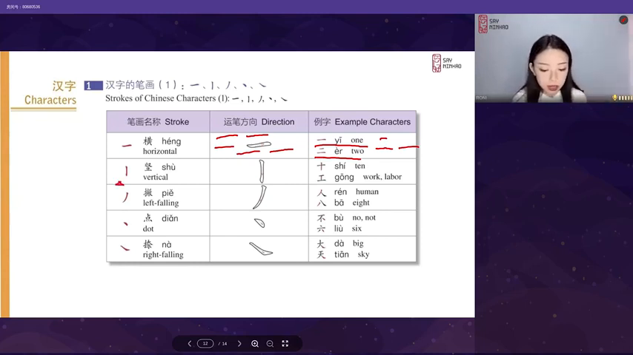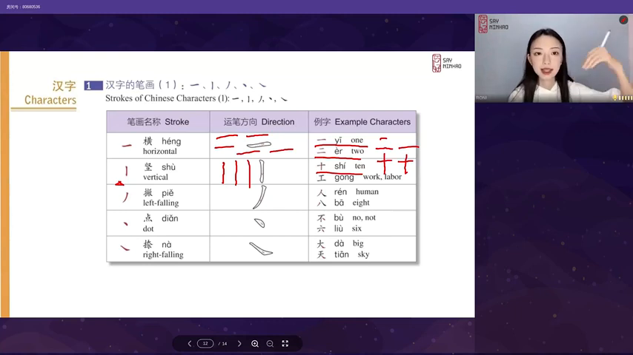Next one is shù, which means vertical. The direction of writing it is from top to bottom. Now let's see the examples. First one is 十, which means 10. For 十, first we write the horizontal and then put a vertical here. That makes a 10 in Chinese. 十: horizontal, vertical.